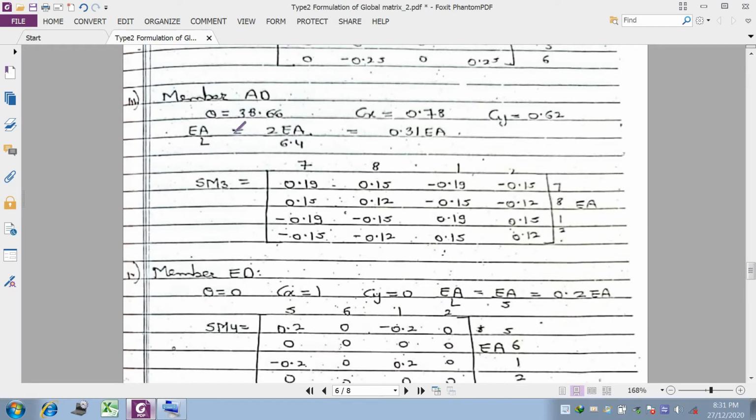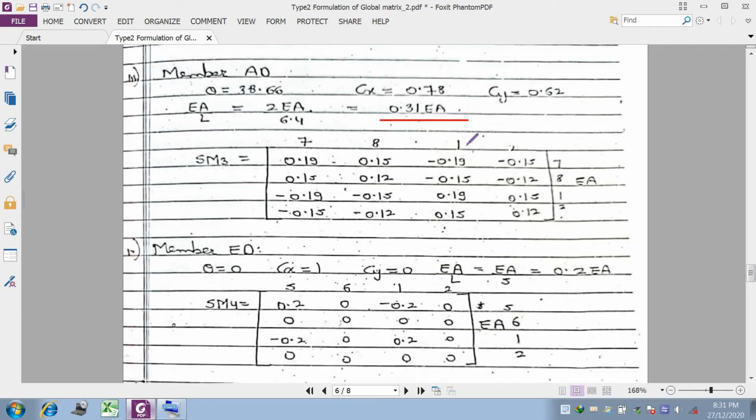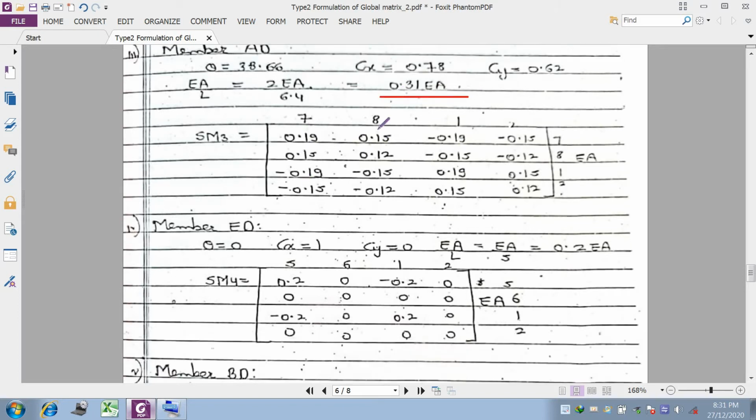Similarly, EA by L is equal to, the EA value is 0.22A and L is 6.4. So finally the answer will be equal to 0.34, 0.31 EA. And finally, based on the coordinates 7 8 1 2, we will get the answer like this.